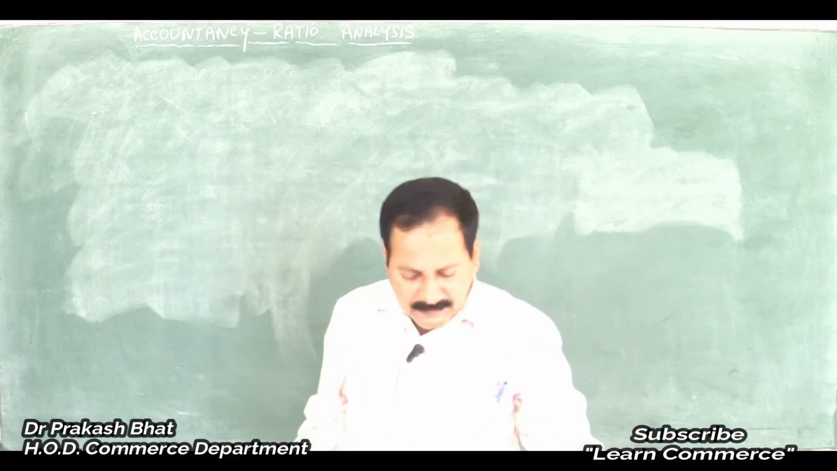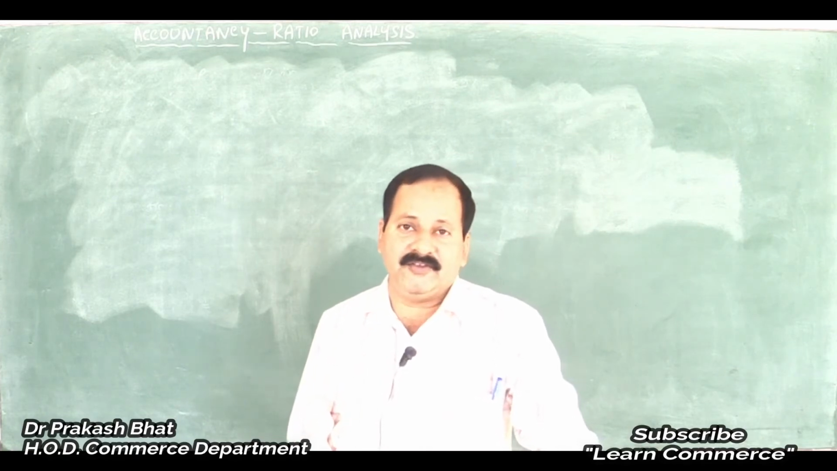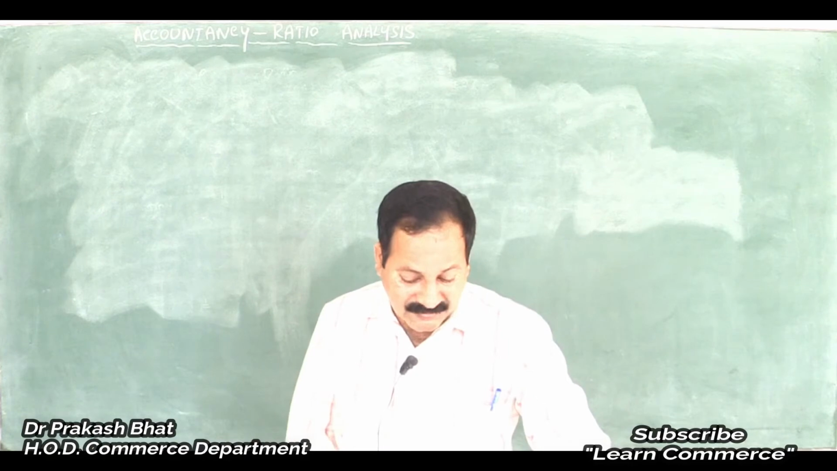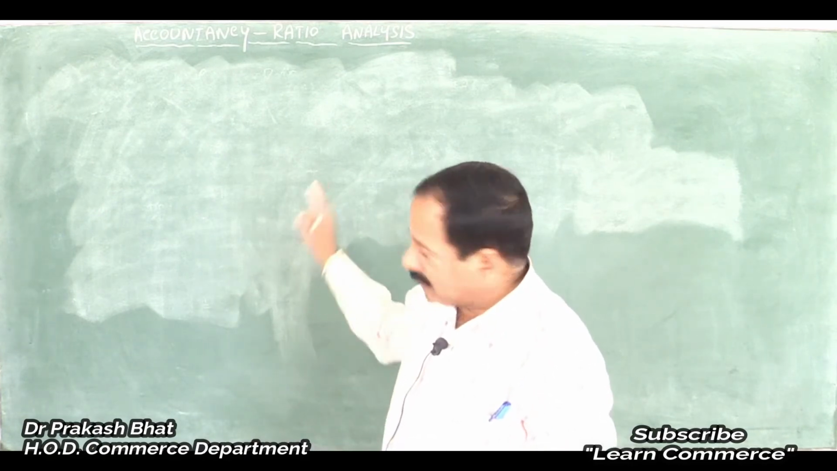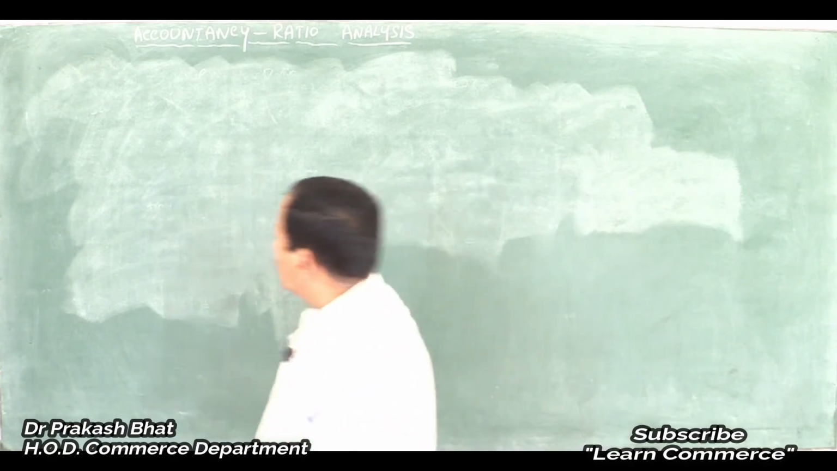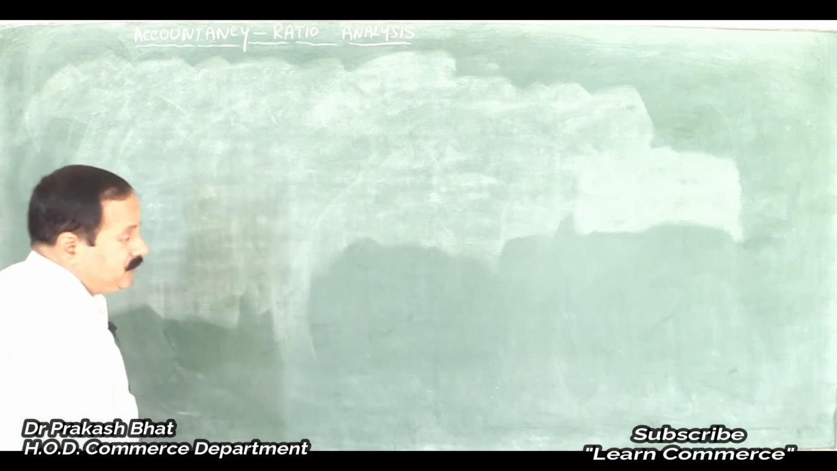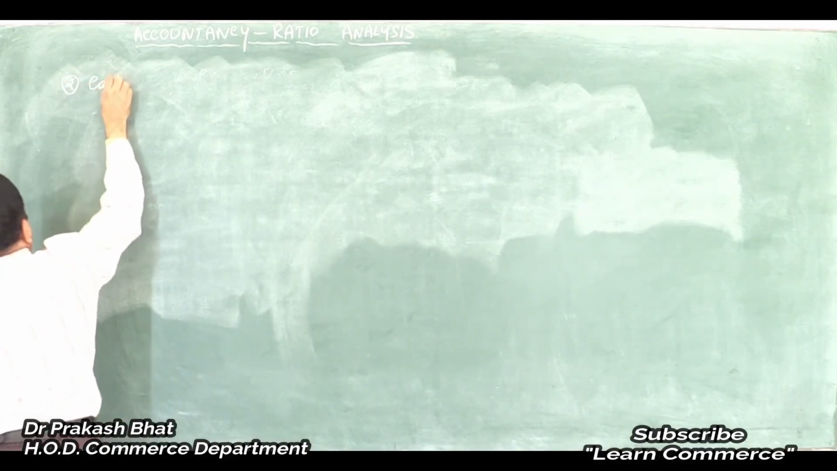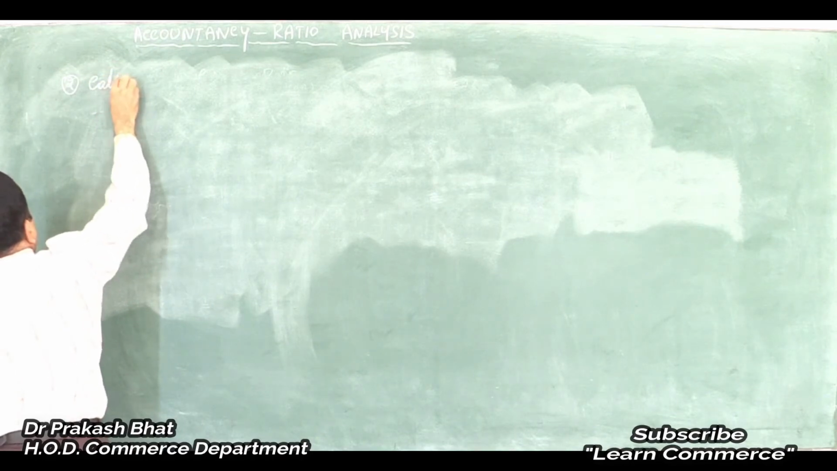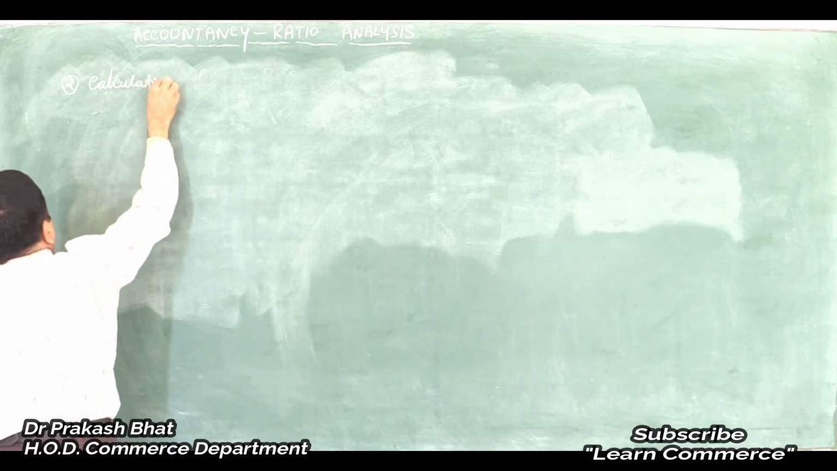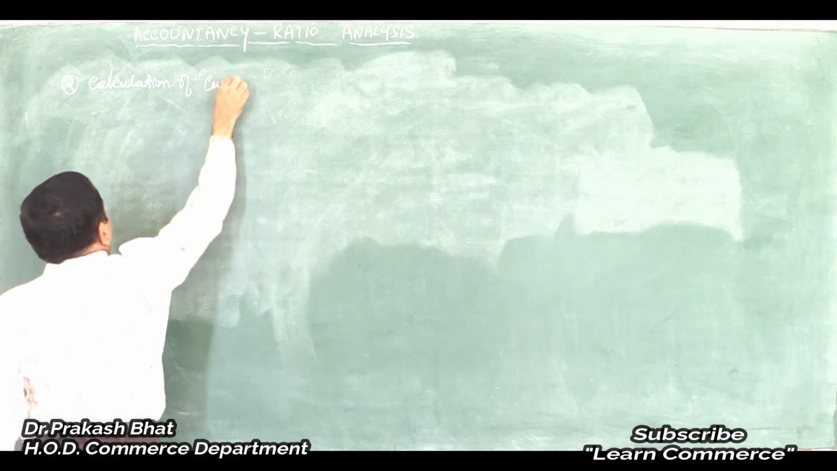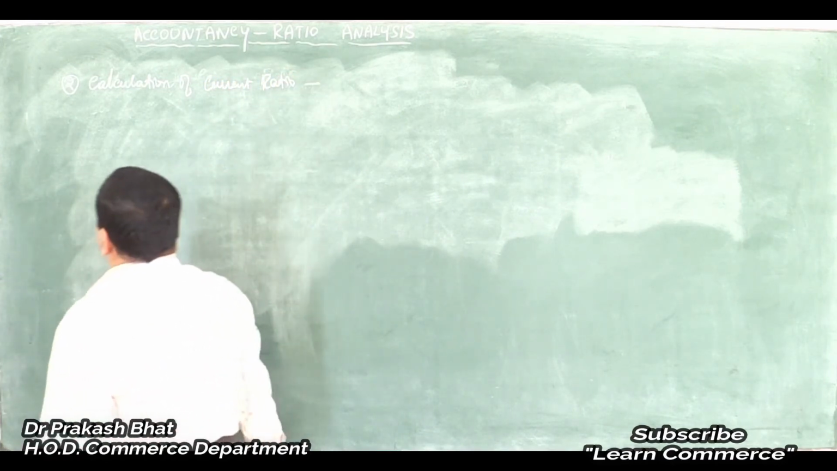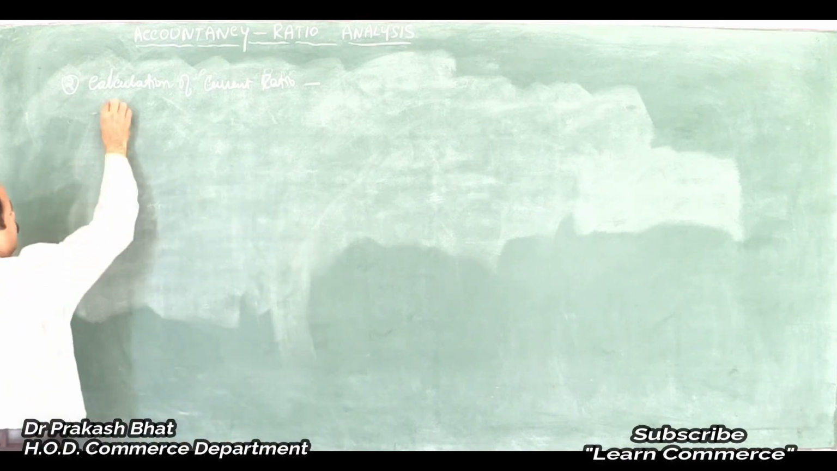Let us move on to the problem now. What did they ask? Calculate current ratio and quick ratio. Same formula we have to apply, but items we have to select and add together. Let us solve the problem. Problem number 2. Calculation of current ratio. Write the formula first.